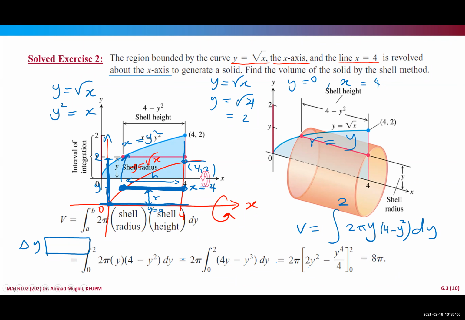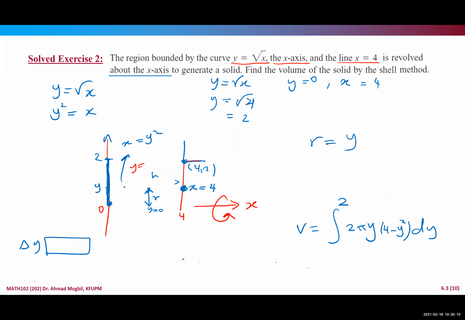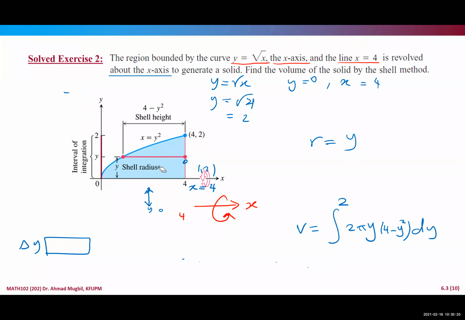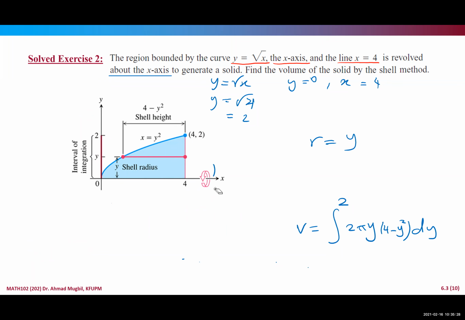What do you think, Shabab? What was easier to use here, the shells method or the cross sections method, discs and washers? Let me go back. I will do it again, no problem. Look at your region, Shabab. This is the region that will be revolved. In my opinion, the disc method or the cross sections method will be easier. Of course, there is no huge difference.